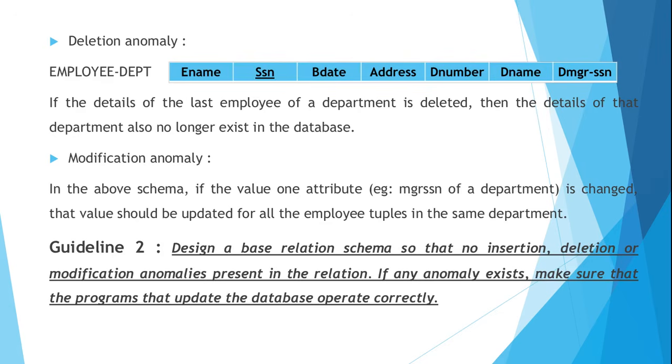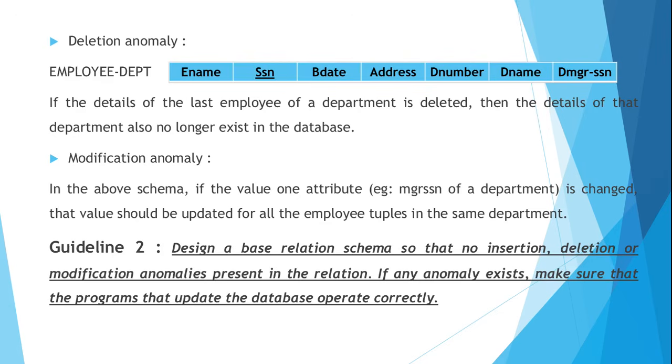Now deletion anomaly is, suppose you want to delete the details of a department or delete the details of the last employee in a department, then the details of that department also get deleted. So that again causes an anomaly, because we don't have any information regarding that particular department in that table. When we deleted the details of the last employee in a department, the details of the department also got deleted. So that is a drawback. That's called a deletion anomaly.